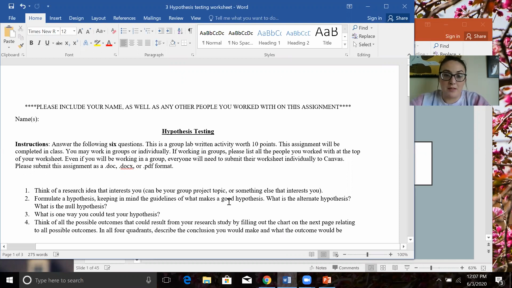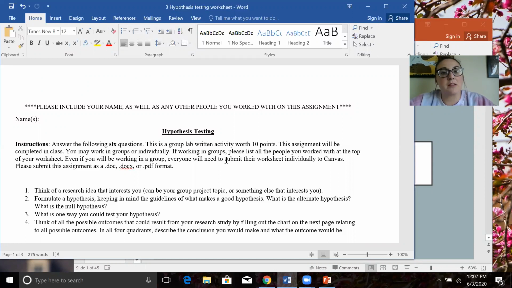So this is your hypothesis testing worksheet. This counts as a lab activity. I think it's actually the third and last lab activity of the semester. There are only a few of them. So this one is to make sure that not only do you understand the content from hypothesis testing, you can apply it to an idea of your interest, possibly your research project. That would be perfectly fine.